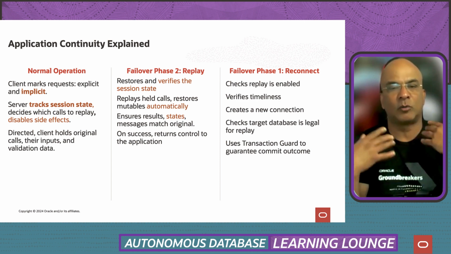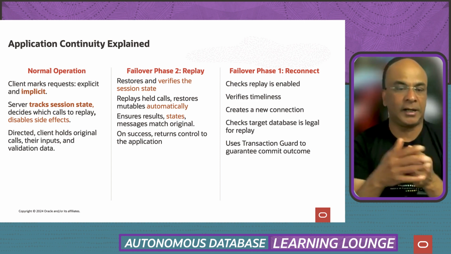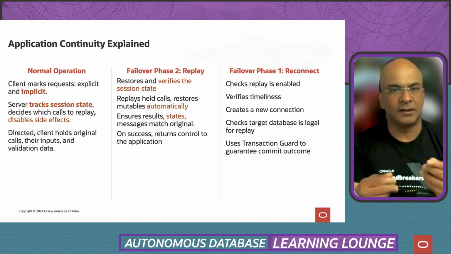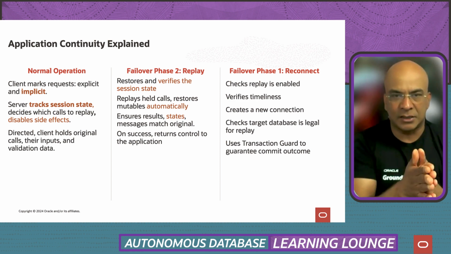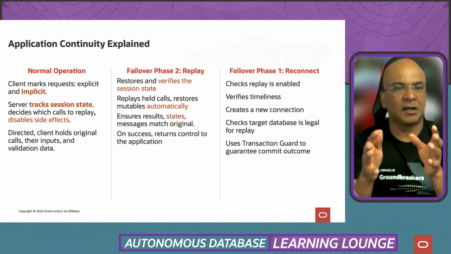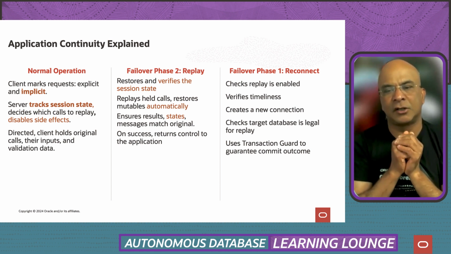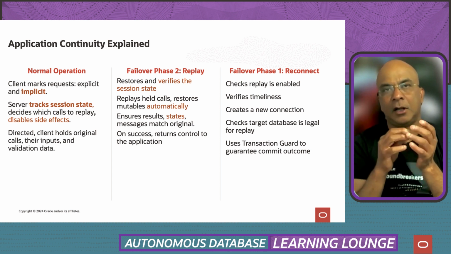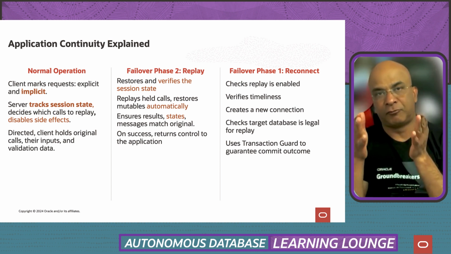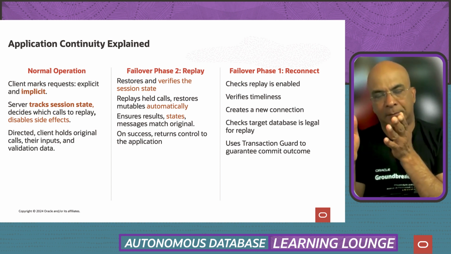We need to figure out what was the last outcome of the transaction, and then we need to replay. Again, we are doing this without talking back to the user interface layer. So we are trying to catch this in the mid-tier itself and redo it. So all of those things are done. The last phase being, we use Transaction Guard to guarantee the commit outcome, and we do provide APIs in DBMS_APP_CONT for the user to figure out what the outcome is.